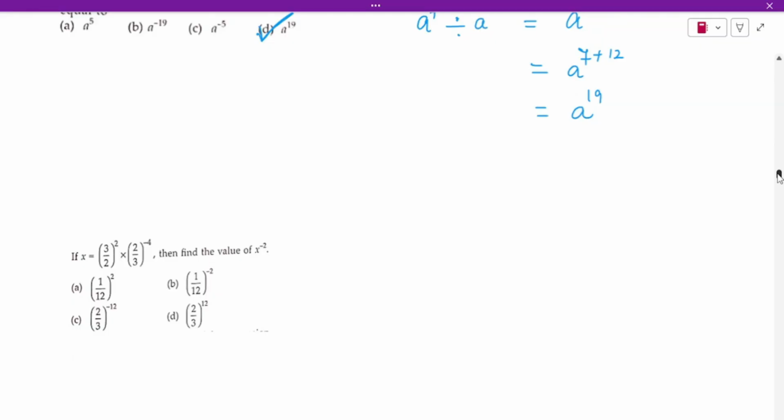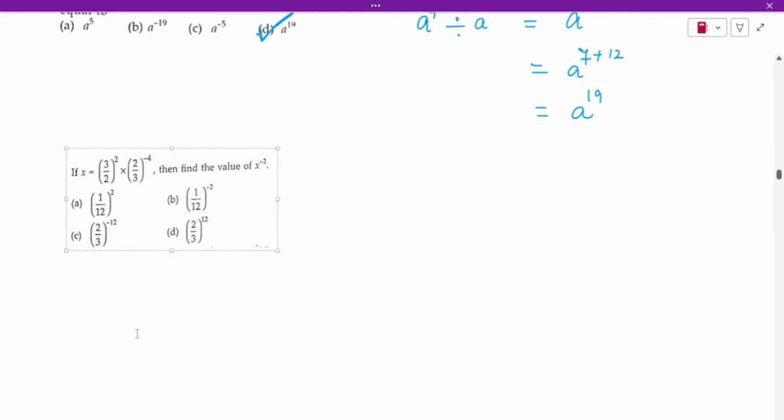Now we have been given this question in which the value of x is equal to (3/2)^2 times (2/3)^-4. Then we need to find the value of x^-2. So first, if we see the value of x, which is given with bases 3/2 and 2/3, and there is a multiplication between them, we can make the base the same by taking the reciprocal of the second number 2/3.